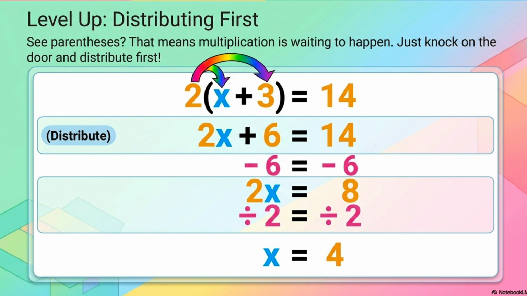If you see parentheses, that usually means you need to distribute first. So here we have 2 times (x plus 3) equals 14. First, distribute the 2 to both terms inside the parentheses. That gives us 2x plus 6 equals 14. Then subtract 6 from both sides to get 2x equals 8. So then our final step, we're going to divide by 2 to get x alone, and we end up with x equals 4. So if there are parentheses, make sure that you clear them before doing anything else.